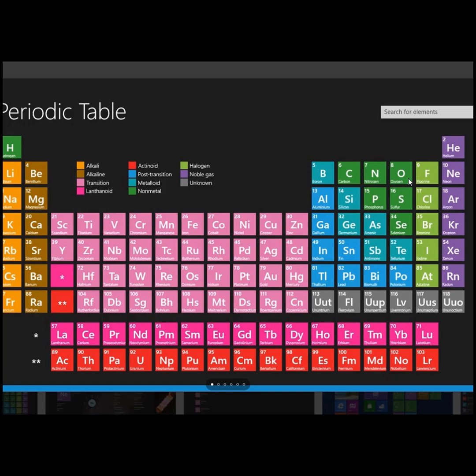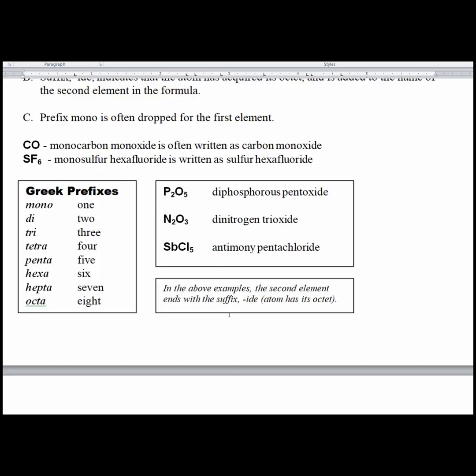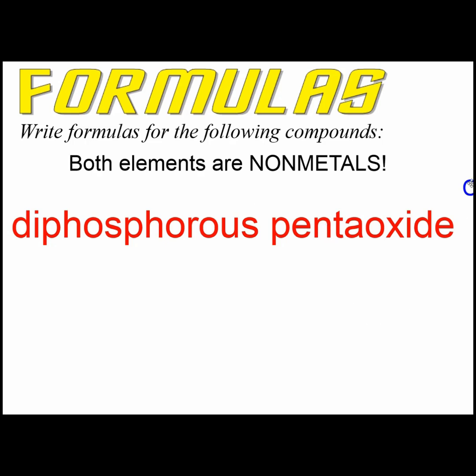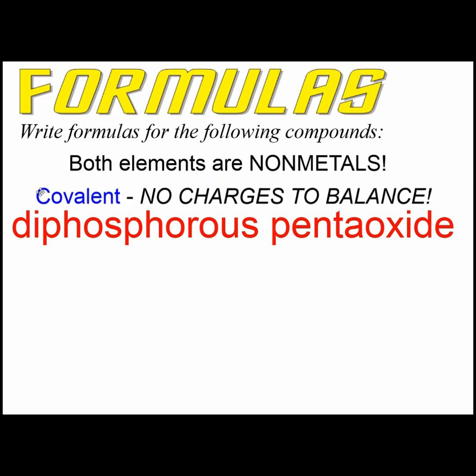Yes, both elements are nonmetals, so we're going to use the table of Greek prefixes to tell us how many of each element is present in the compound. Di is the prefix for 2, penta is the prefix for 5. So we can say then that both of these elements are nonmetals. We know then that it's going to be covalent. There aren't any electrical charges to worry about. All we have to do is use the prefixes to get us the correct number of each element. So there would be 2 phosphorus atoms and 5 oxygen atoms.